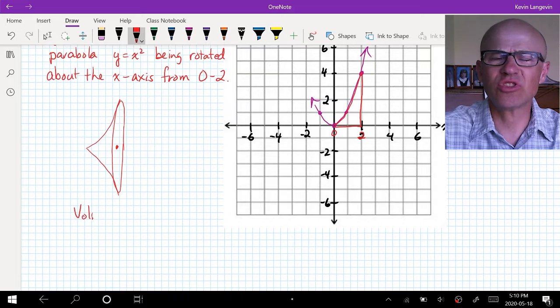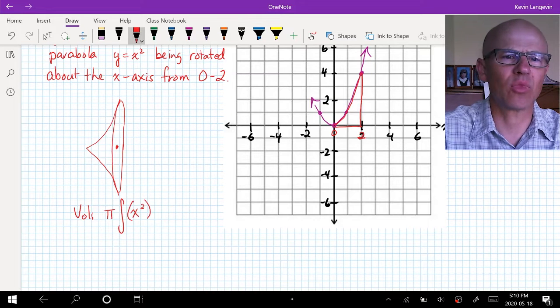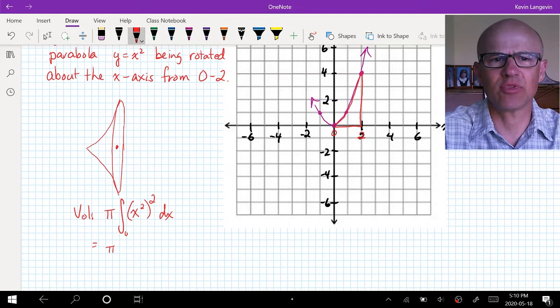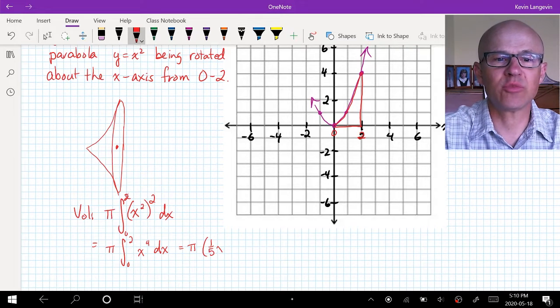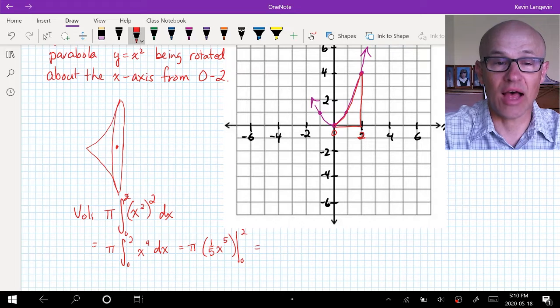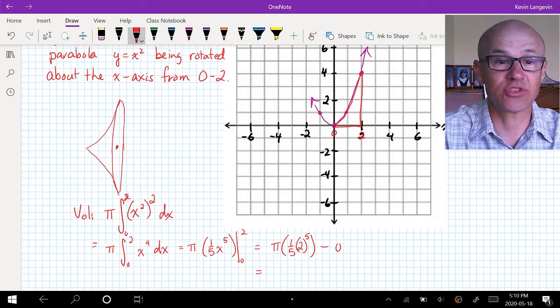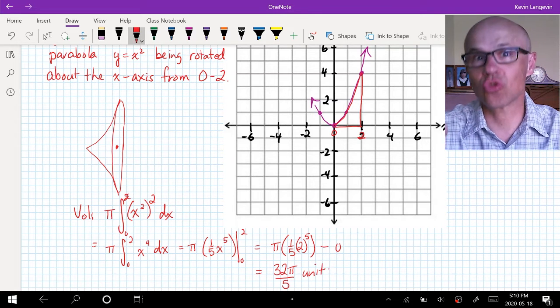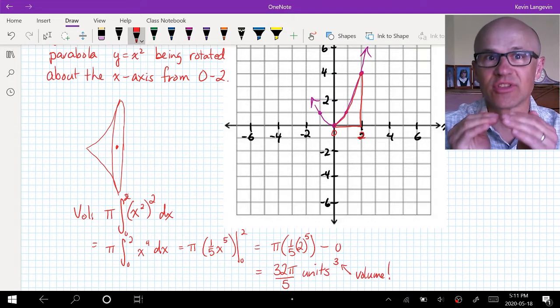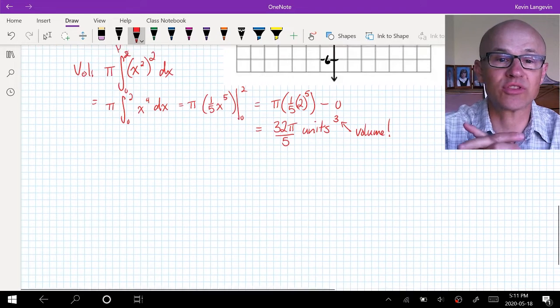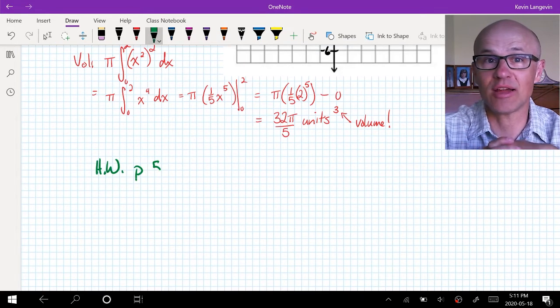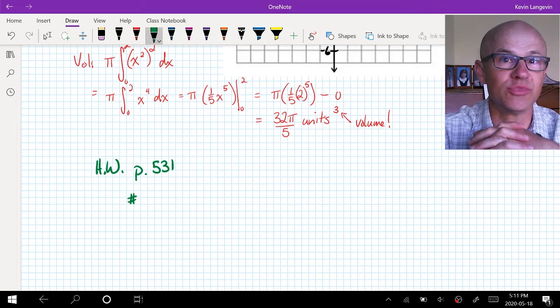So it's almost going to look like a cone, but it's more of a volcanic type of cone with curved in sides. Volume is equal to pi times the radius squared, which is pi times the integral from 0 to 2 of x squared, because x squared is the function, and then I have to square that as the radius. I work this whole thing out, and I get 32 pi by 5 units cubed.